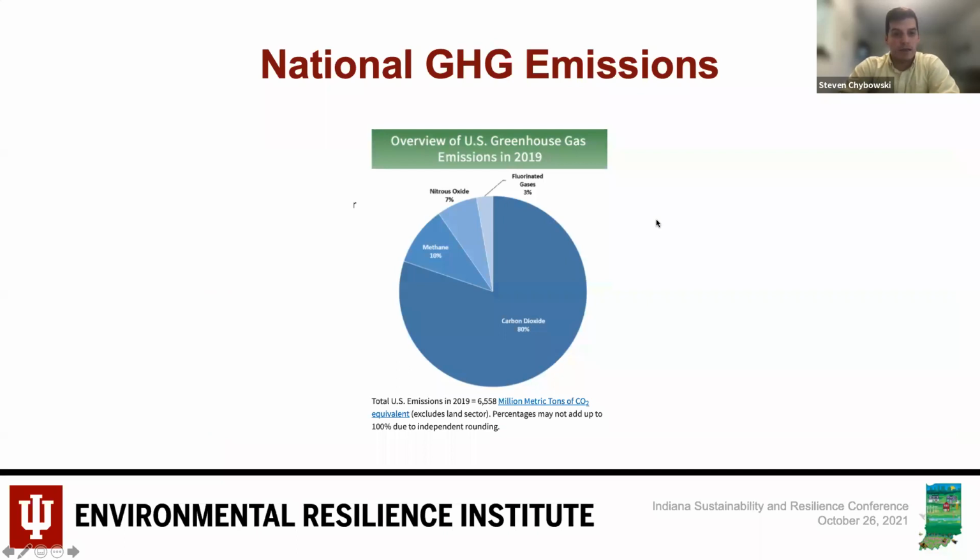Here is a snapshot from the EPA's website of the overview of all US greenhouse gas emissions based on the gases emitted. From the US, 80% of the gases that we are emitting are carbon dioxide. 10% of those emissions are methane, 7% are nitrous oxide, and 3% are those fluorinated gases.